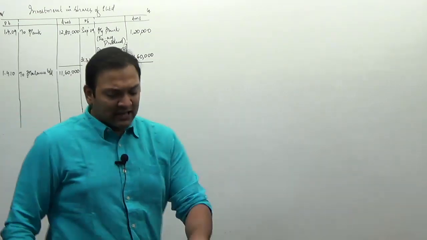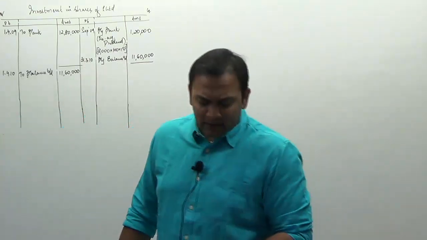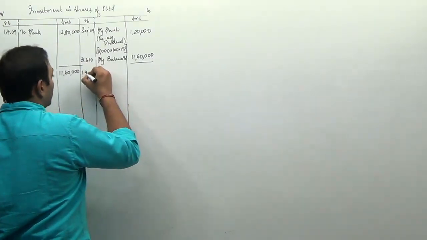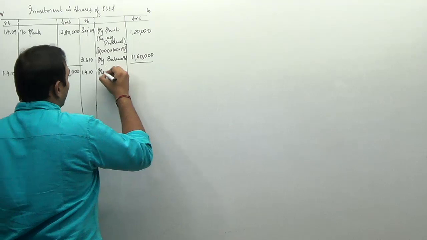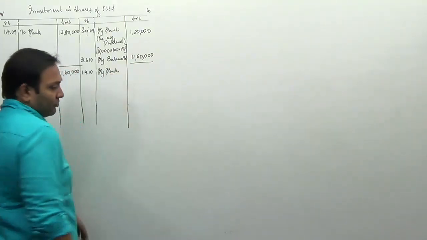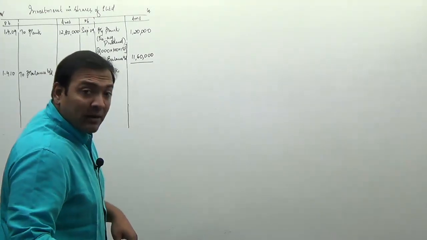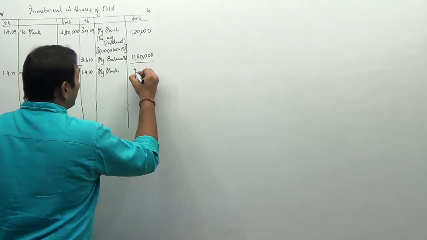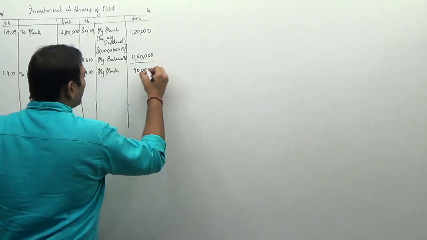March 2010. Now what happened in the next year? On 1/4/2010, he sold 500 shares. So 1/4/2010, by bank. He sold it for how much? 12,80,000 minus 11,90,000. He sold it for 90,000.